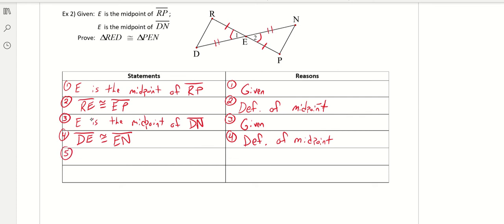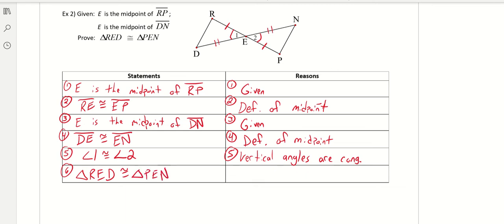Number 5, angle 1 is congruent to angle 2. How did we know angle 1 is congruent to angle 2? Do you remember what reason we used for this? Yeah, they're vertical angles. Don't just write vertical angles though, right? Vertical angles are congruent. And number 6, we now know that triangle RED is congruent to triangle PEN, and this reason is side angle side. There you go.